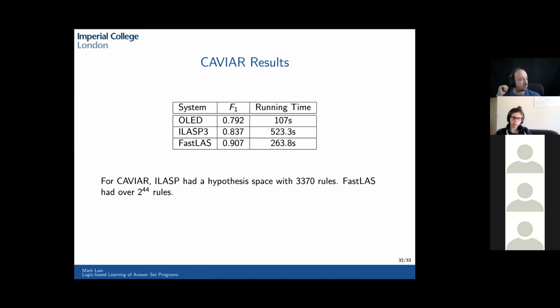Obviously, this is huge compared to the hypothesis space for ILASP, and it turns out that although we thought we'd been intelligent in picking the 3,000 rules for ILASP, we weren't that intelligent, because FastLAS was able to find a much better quality solution within the larger hypothesis space than the one ILASP was able to find in the chosen subset. That's why you can see a much better F1 score for FastLAS than for ILASP 3.